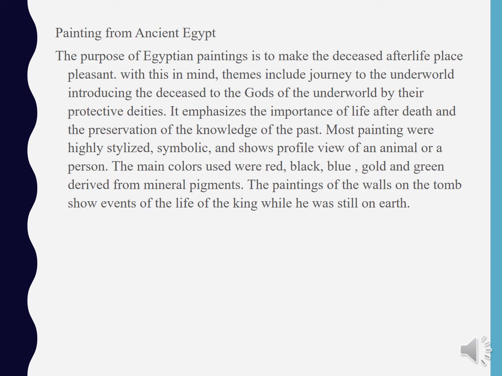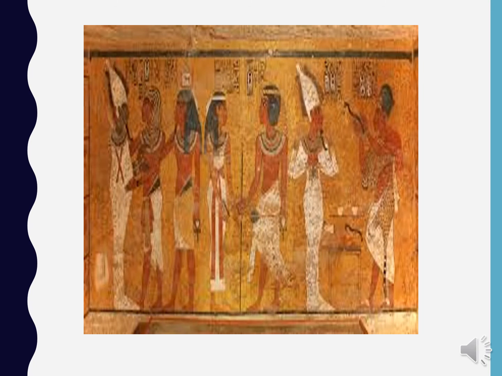Most paintings were highly stylized, symbolic, and showed a profile view of an animal or a person. The main colors used were red, black, blue, gold, and green, derived from mineral pigments. The paintings on the walls of the tomb show events of the life of the king while he is still on earth. So this is an example of their painting.